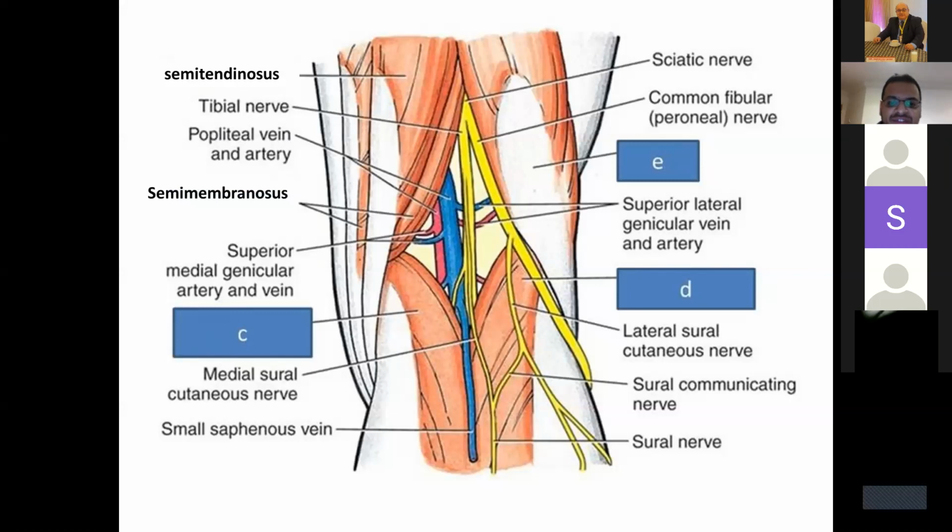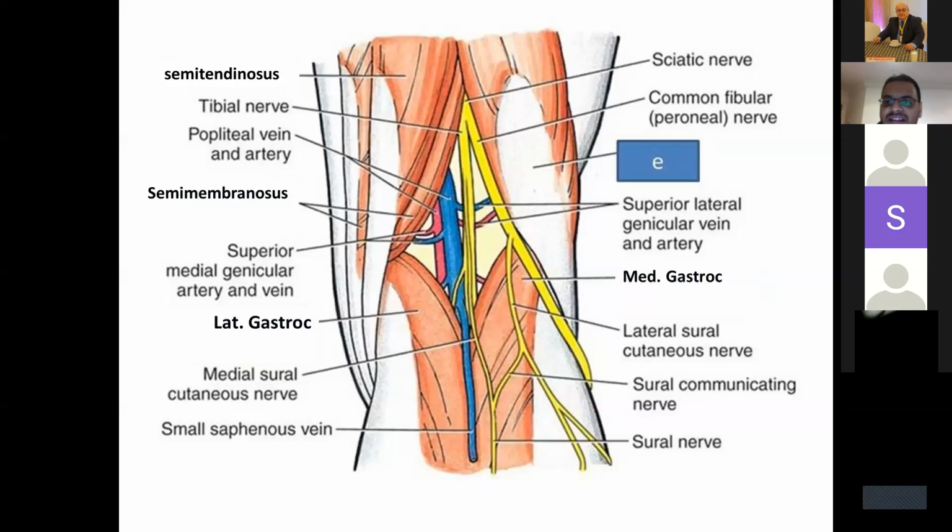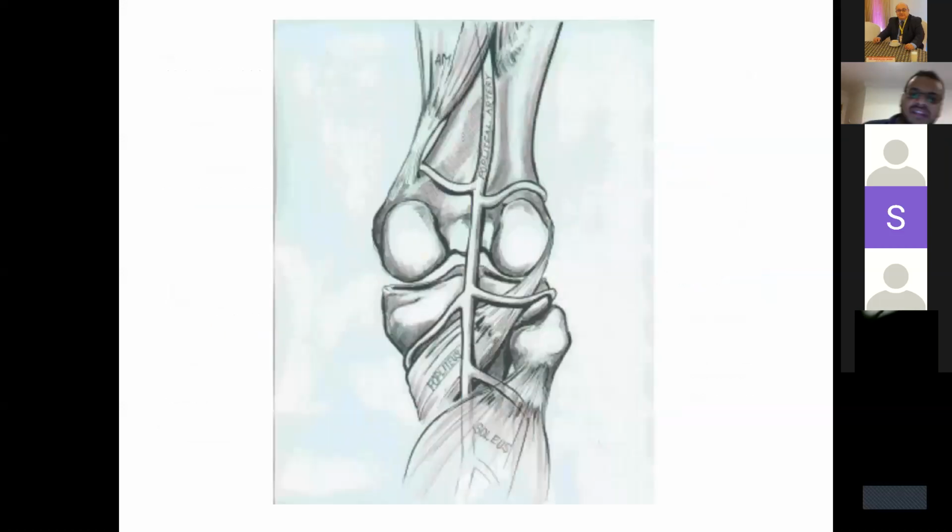Good. C? C is the gastroc, the medial head. Medial head, lateral head of gastroc. Sorry, that's my mistake. That's an error on my part. Sorry. It should be the other way around. And then the biceps femoris. Okay, thank you. This is again to illustrate the vasculature that you see in the back of the knee.